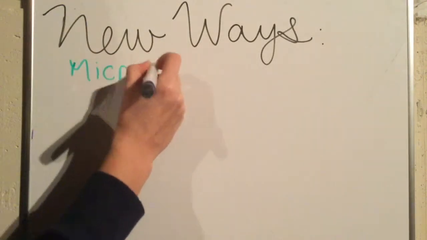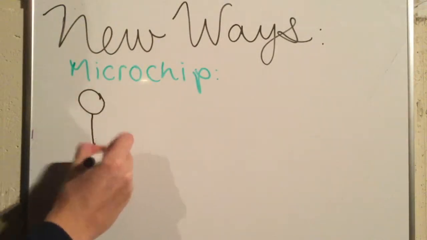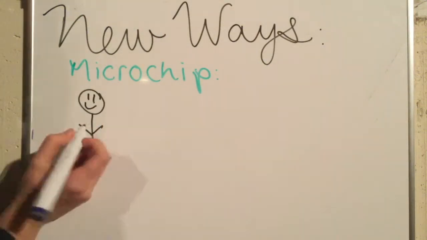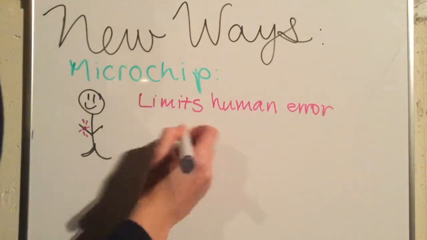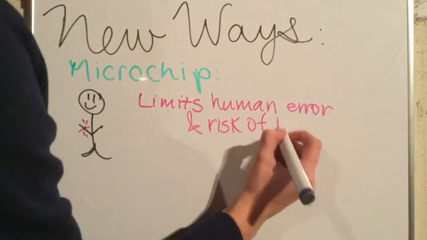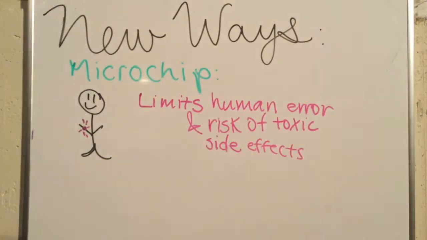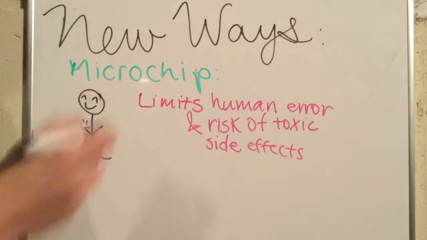Another new drug delivery method is called the microchip technology, which would be inserted into the patient's body. This microchip will control the release of the chemicals so that there is never too much of the drug in the body. This is useful for endocrine disorders where hormone levels change at certain times of the day.